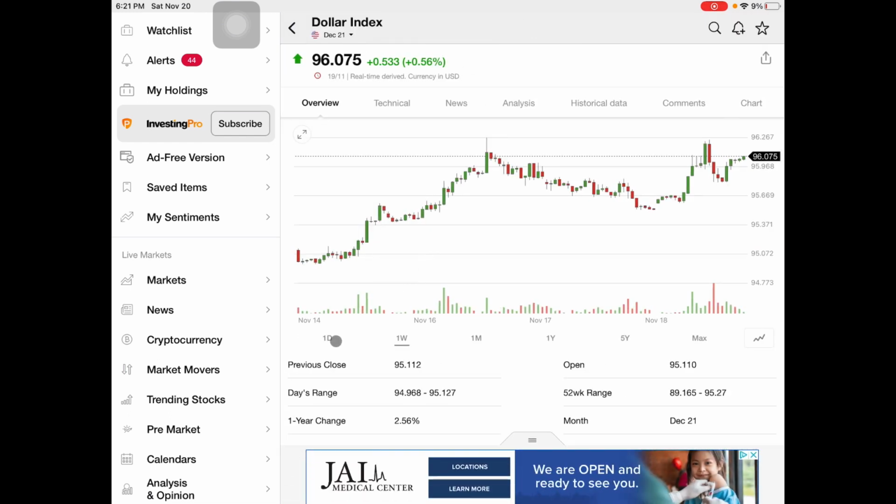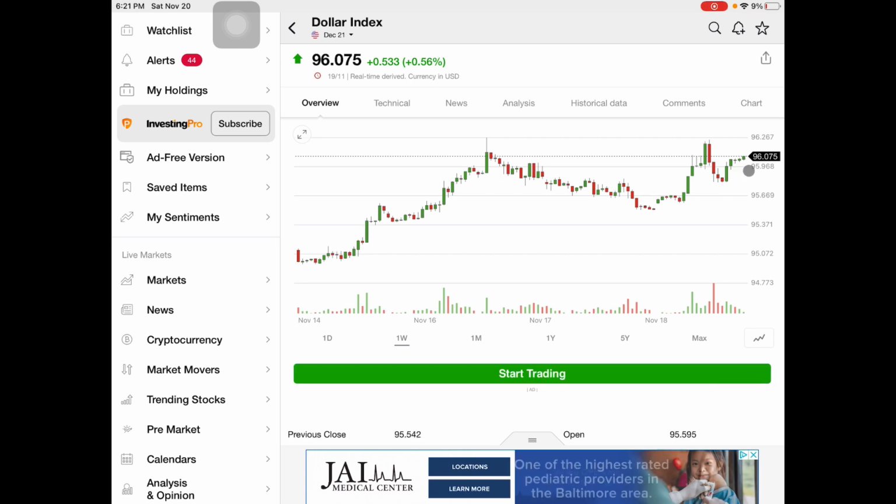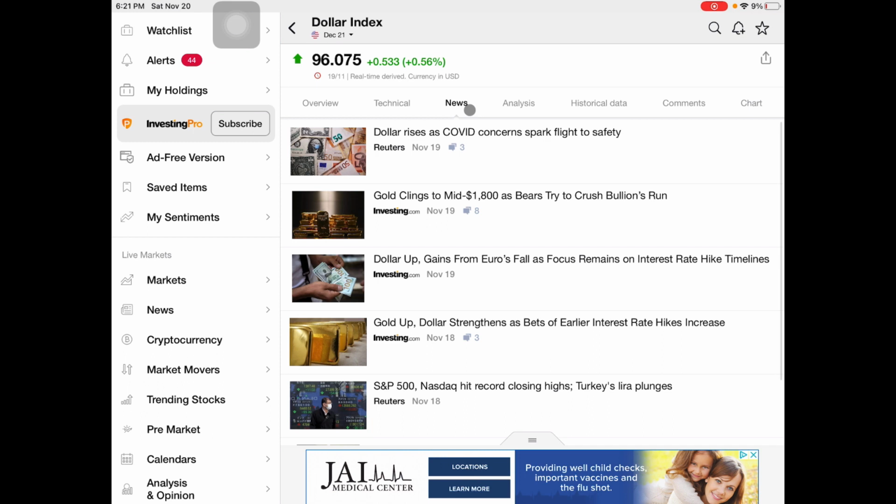This is the dollar index. Look at the dollar index right now, guys. The dollar index is trading at 96 with a very bullish move, very bullish momentum right now, guys. This is how the dollar is looking. And these are some of the news you see that is going on: dollar rises as COVID concerns spark flight to safety.